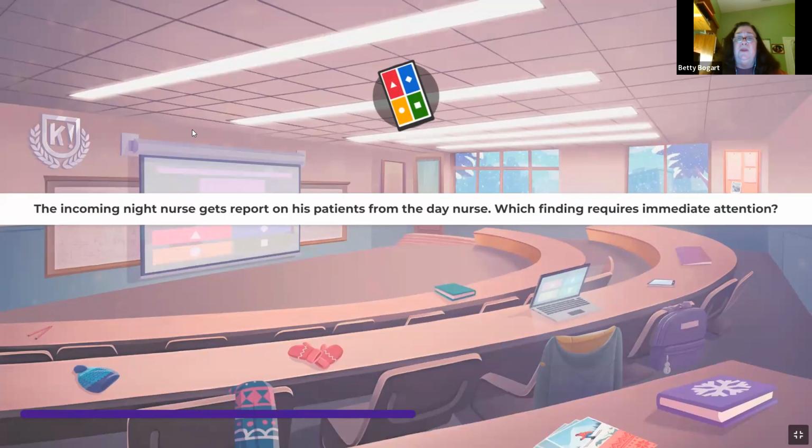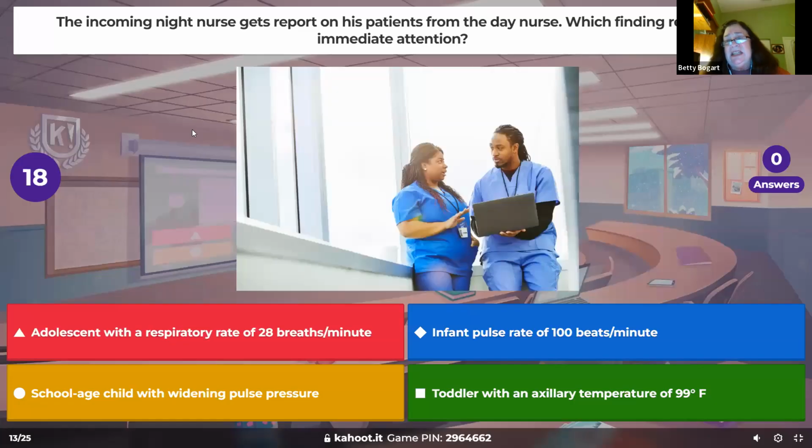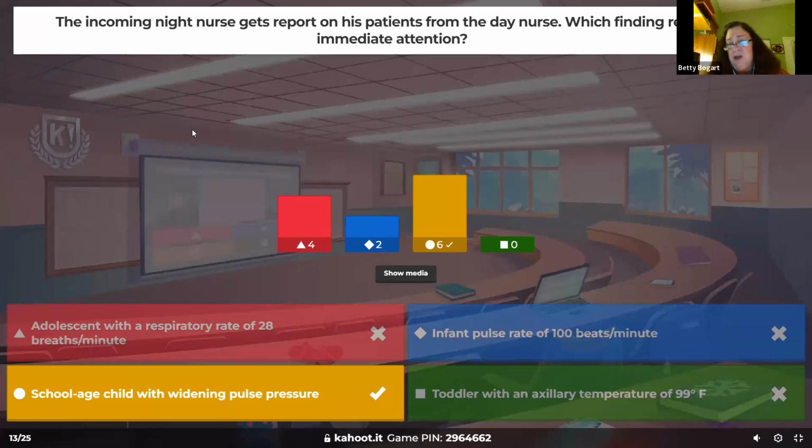The incoming night nurse gets the report on his patients from the day nurse. Which finding requires immediate attention? So a widening pulse pressure is part of a child that is about to go into shock. That means the systolic and the diastolic numbers are becoming farther apart. And that is a telltale sign something seriously is about to happen. Now, an adolescent with a respiratory rate of 28, yes, it's high, but it is acceptable. If it was 40, I'd say, yeah, maybe that one at the same time. Get the charge nurse to see that one. Infant heart rate of 100, at sleep they can be, and that axillary temp is normal.